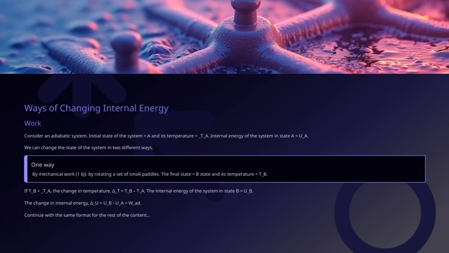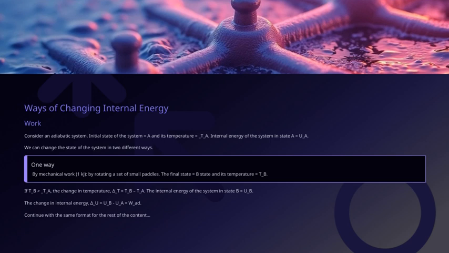Let's consider an example. If we do mechanical work, say around 1 kilojoule, by rotating a set of small paddles in the system, we are adding energy. This process moves the system into a new state, which we call the B state, with its corresponding temperature TB. Now, there are multiple ways to change the state of a system. One way is through work input or output, which can alter the internal energy. Remember, for an adiabatic system, where no heat is exchanged, the process involves just work and internal energy changes.